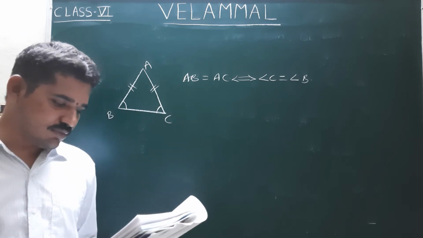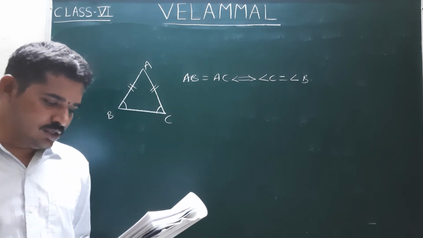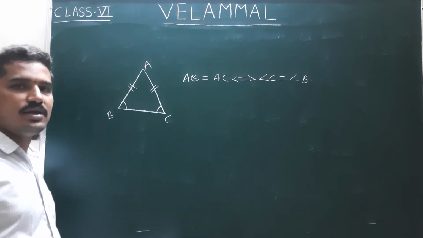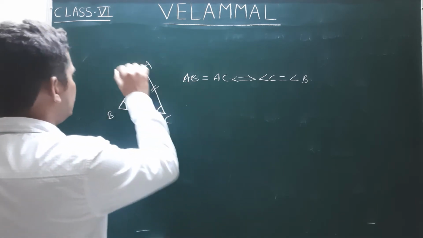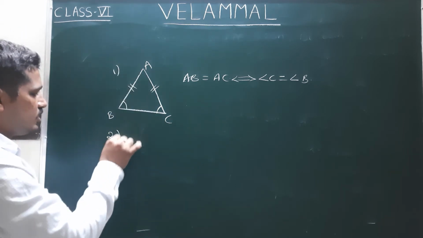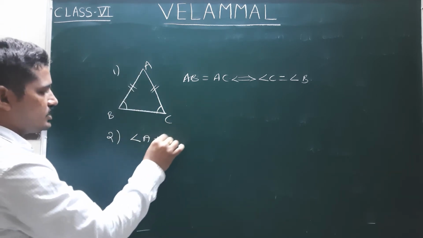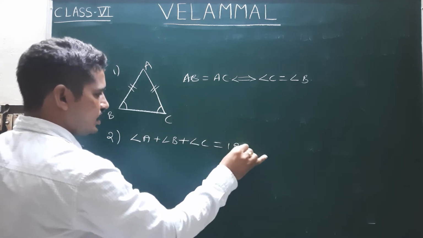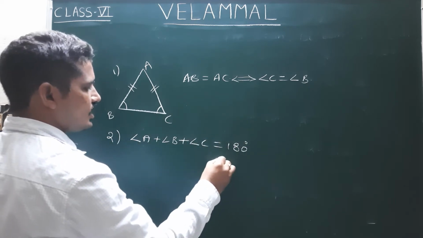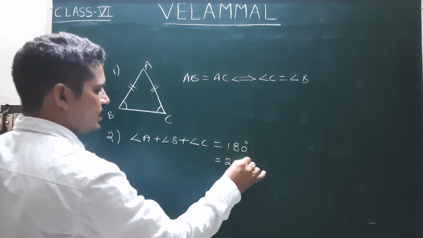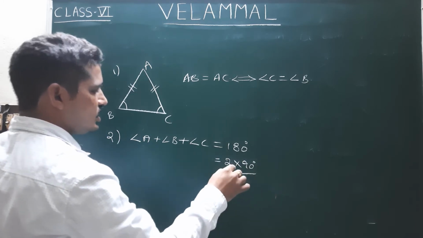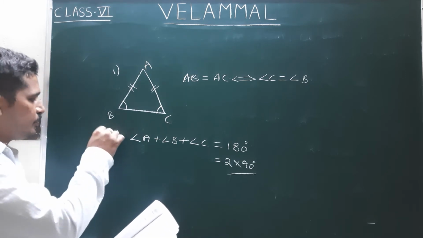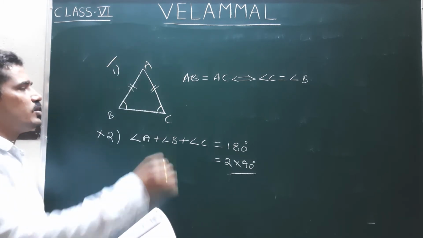Next, the sum of the angles in a triangle is three right angles. See, this is the second option. Angle A plus angle B plus angle C must be equal to 180 degrees. 180 degrees we can write as 2 into 90 degrees. That means we can say two right angles, but here it is given as three right angles, so the second option is wrong, and the first option is correct.